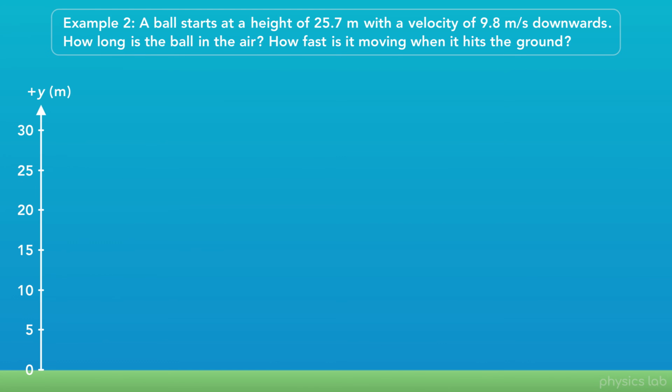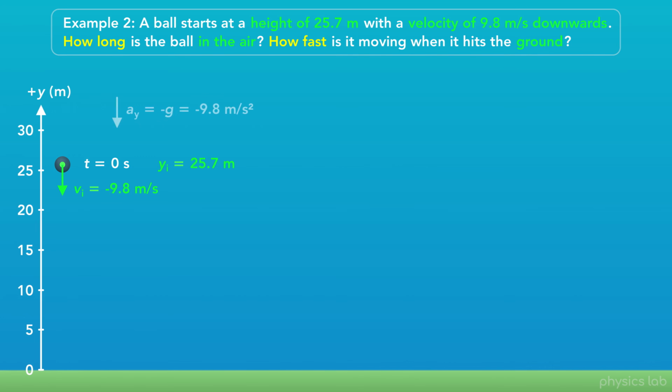A ball starts at a height of 25.7 meters with a velocity of 9.8 meters per second downwards. How long is the ball in the air? And how fast is it moving when it hits the ground? So, the ball starts at an initial y position of 25.7 meters with an initial y velocity of negative 9.8 meters per second. We know the acceleration is negative 9.8 meters per second squared, which happens to be the same value as the initial velocity, but they're two different things.